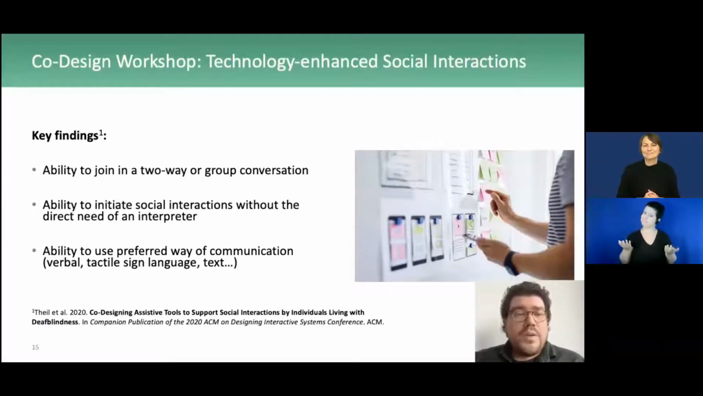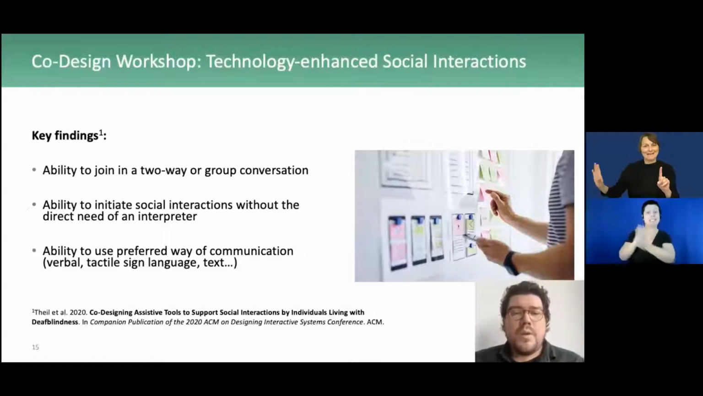So during the workshop, participants with deafblindness shared a number of experiences and requirements that they would like to see in a communication device. Some of our key findings include, for example, that people with deafblindness would be interested in the ability to join in a two-way or group conversation. Also, another requirement would be the ability to initiate social interactions without the direct need of an interpreter. Right now, many persons with deafblindness need an interpreter to mediate conversations with other people. So they would like to be able to initiate social interactions without the need of another person.